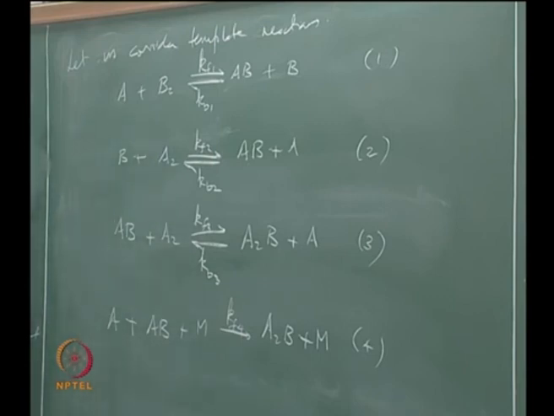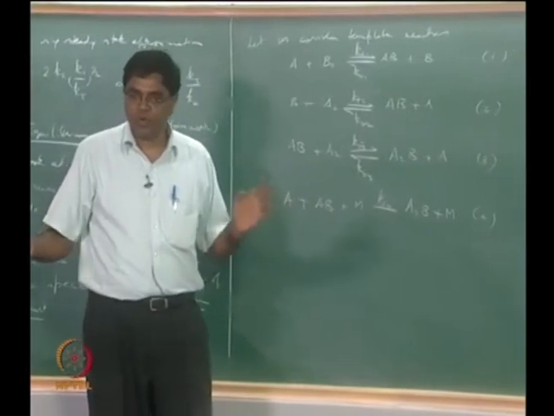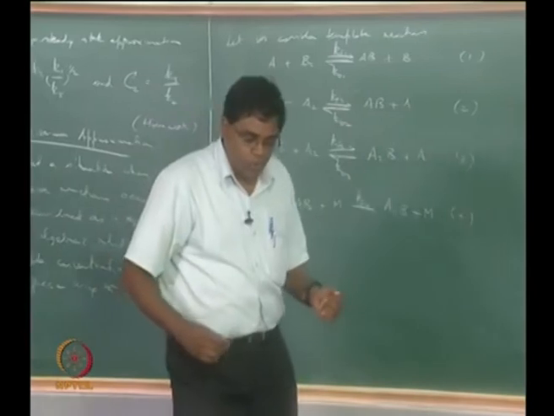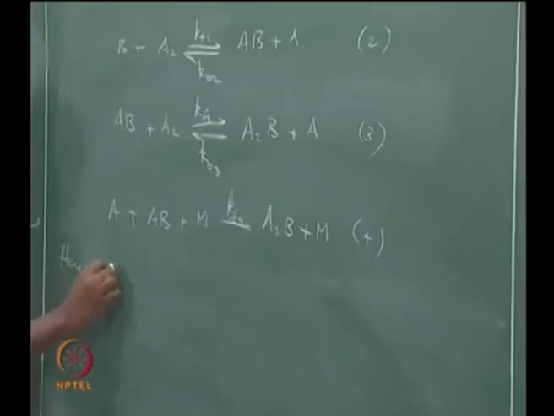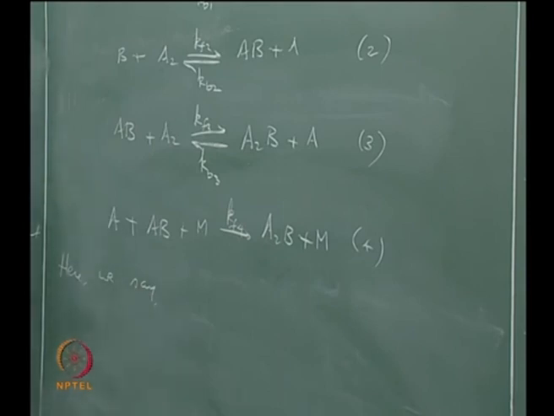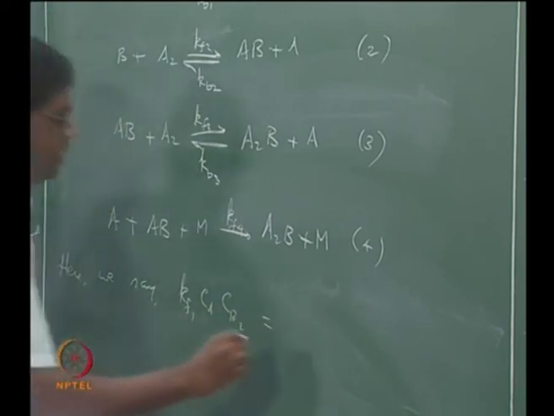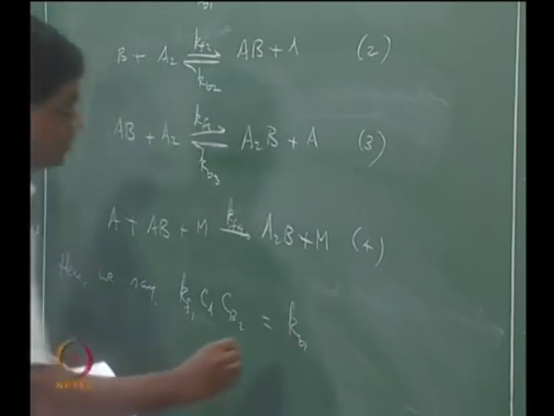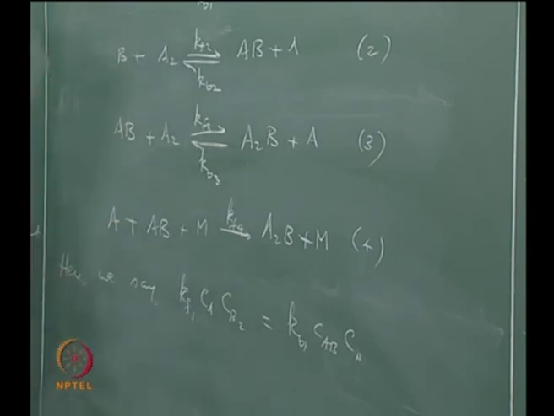Now what we are interested in is to find out the net rate of production of the final product and how it depends on the concentrations of the stable reactants. The presence of the intermediates is spoiling the show. We want to try to get rid of them. So what we want to do then is we say KF1 CA CB2 equal to KB1 CAB CB, that is for the first reaction.